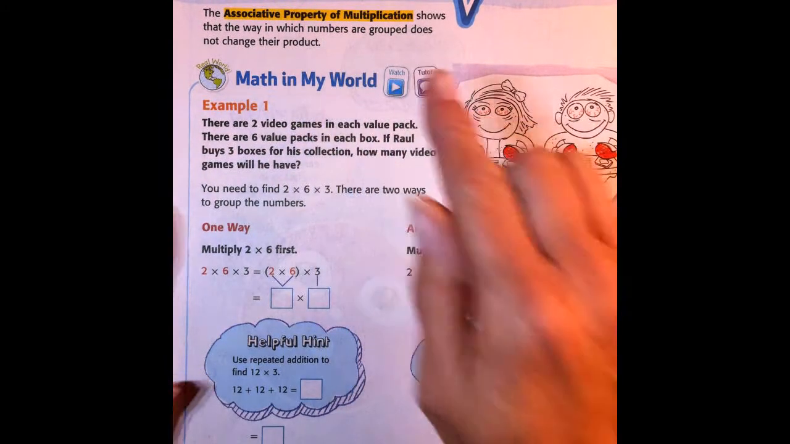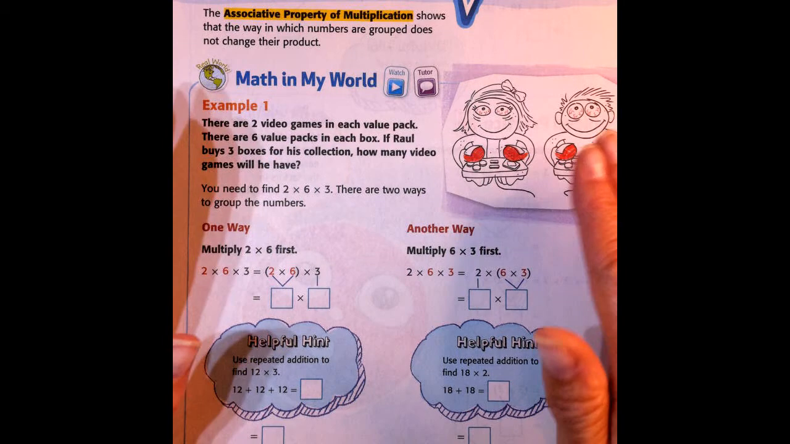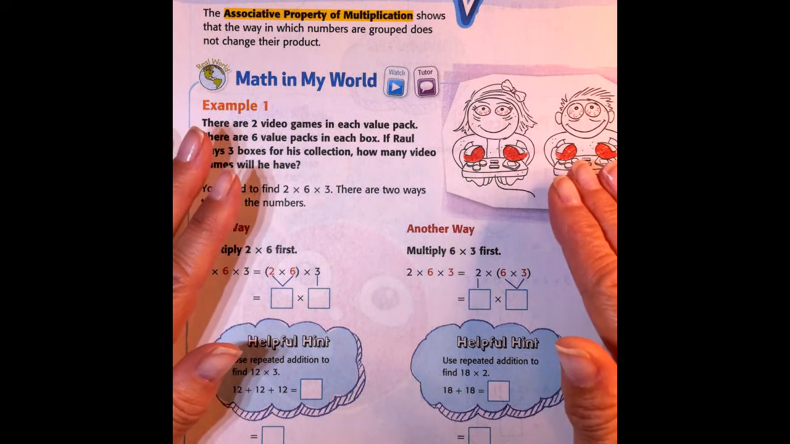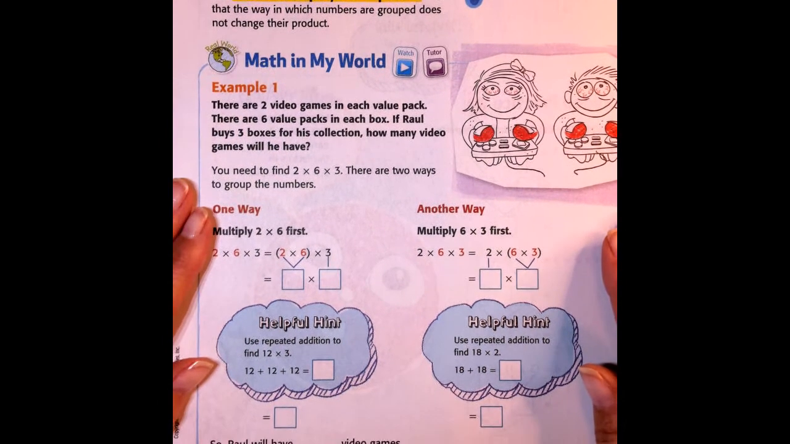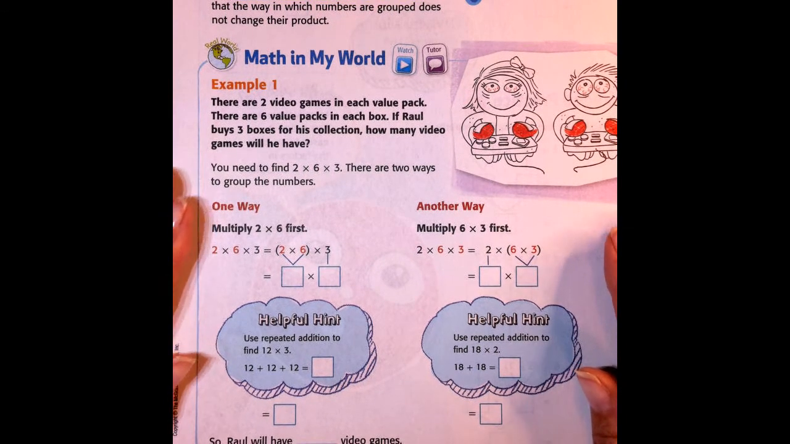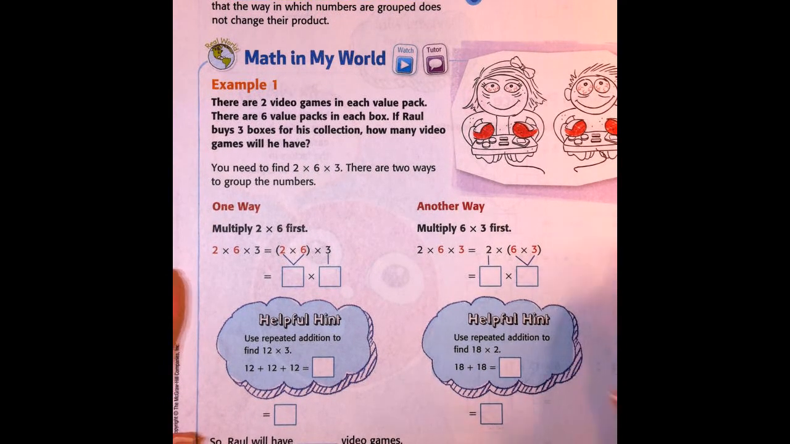So the associative property, if you remember, said that it doesn't matter which way numbers are grouped. And that's going to count. That rule is going to still be the same, even when there's more than two numbers that we need to multiply. So let's go ahead and look at an example.